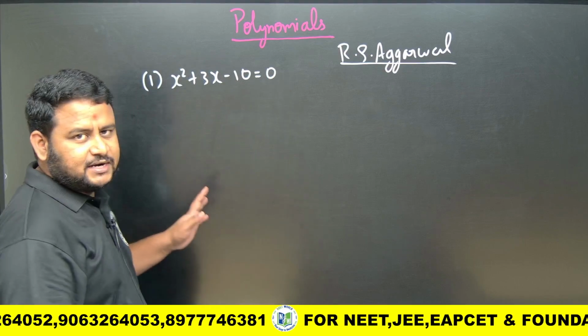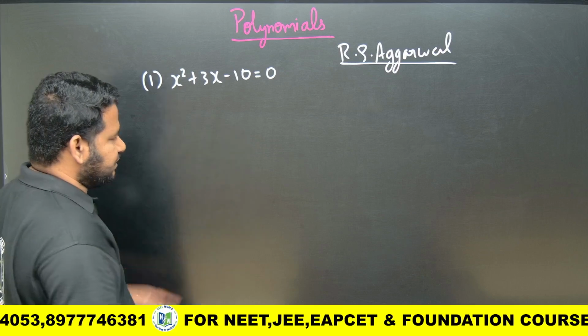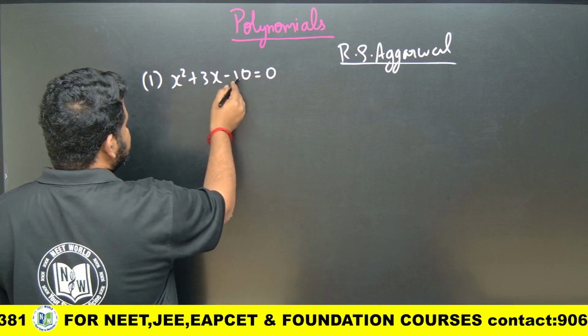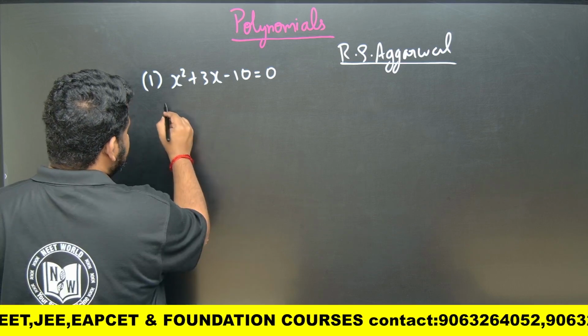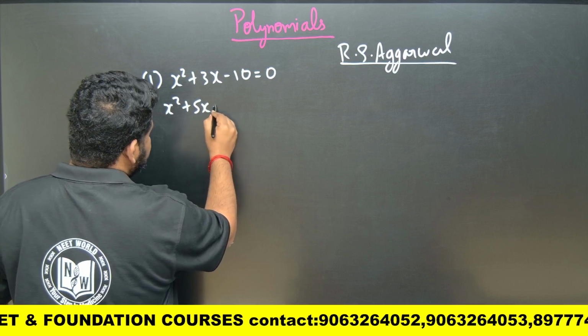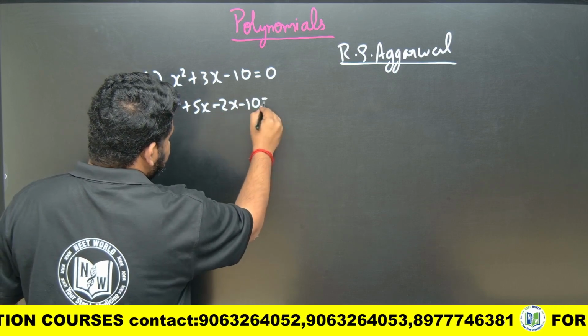Now by splitting the middle term I have to find the factors of this quadratic equation. Now it becomes an equation. If I equate a polynomial to 0, it becomes an equation. By splitting the middle term, what I will get? The product is minus 10 and sum is plus 3. So I can write it as x square plus 5x minus 2x minus 10, this is equal to 0.